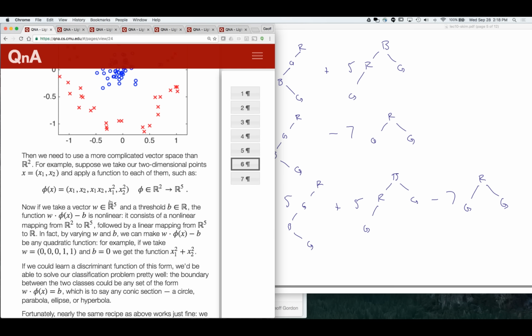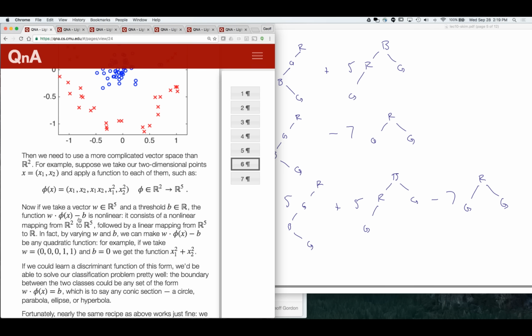And now we're looking for a vector in R5 such that when we take w dot phi of x minus b, that's going to be our discriminant function, right? And so we're representing now a very simple function space, right? The set of quadratic functions. And we're representing it using a vector of real-valued parameters. But we can think of it either as a vector of five numbers, the real-valued parameters. Six numbers, I guess, if you count b.